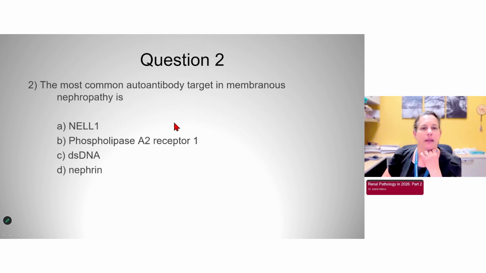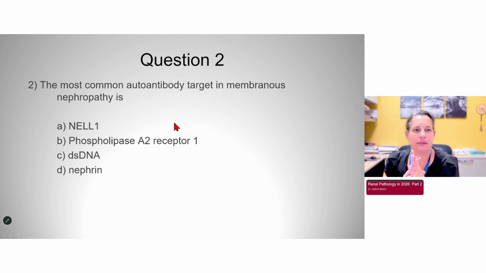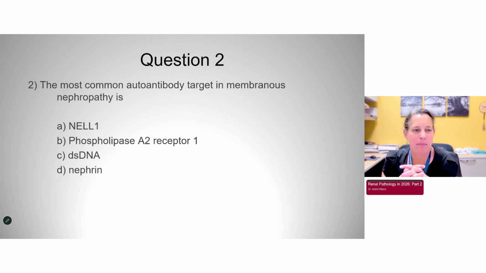Okay, I have another question. I don't know if we are already here. The most common autoantibody target in membranous nephropathy is A, NELL1, B, phospholipase A2 receptor 1, C, double-stranded DNA, or D, nephrin. This should be easy to answer.